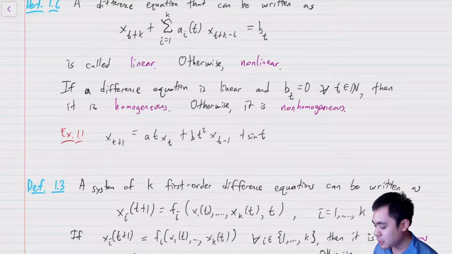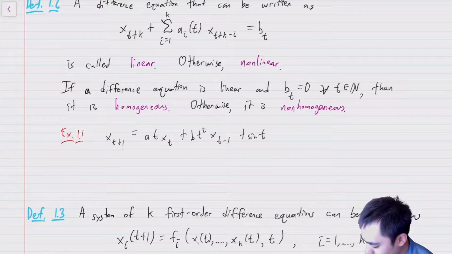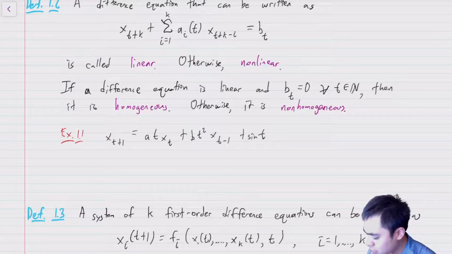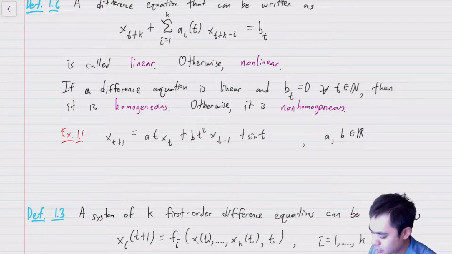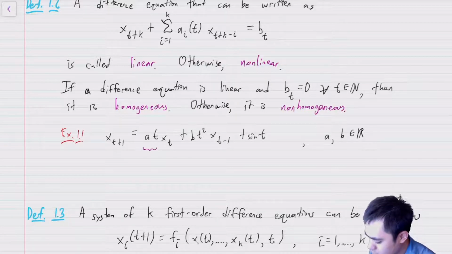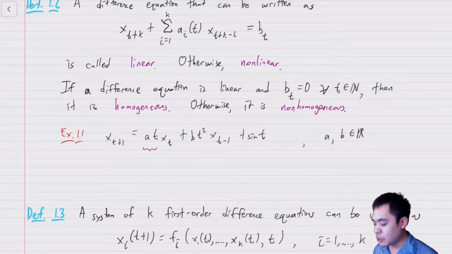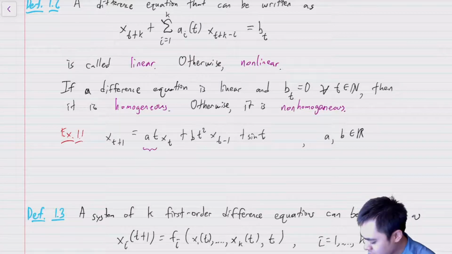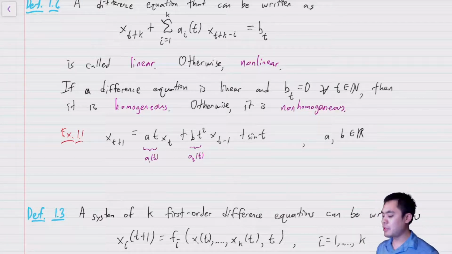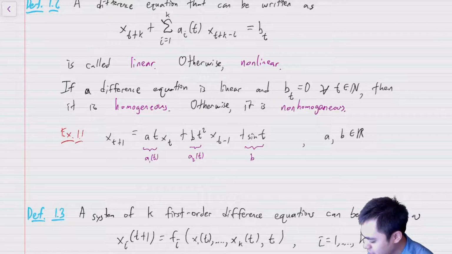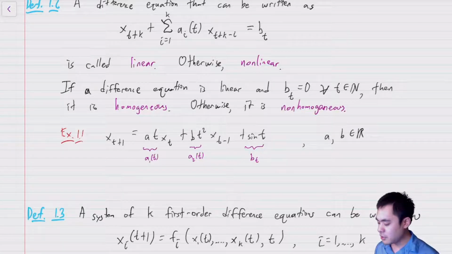Well, let's rewrite this. First, we need to check if it's linear. And so we can rewrite this. So here, this is a summation. Let's say that a and b are constants. So this term here is the term in front of, and is only dependent on t. So let's call it a1 of t. And this term here, let's call it a2 of t. And so this is a linear equation. This term here, let's call it b sub t. This is a linear equation, and so we can ask the question of whether it's homogeneous or not.